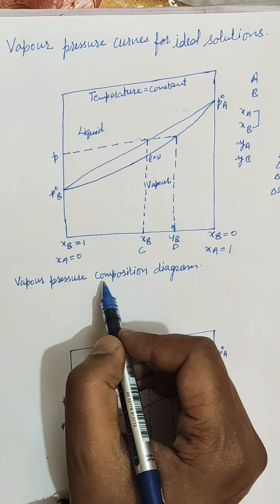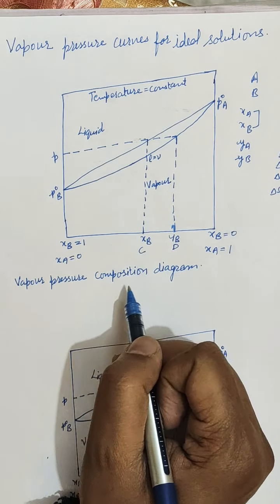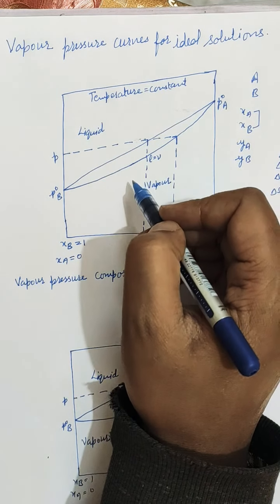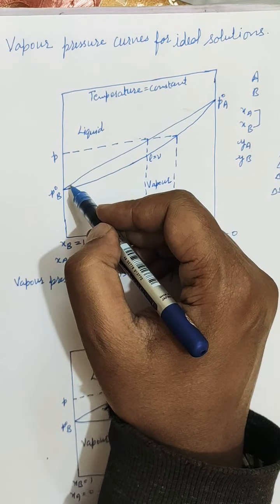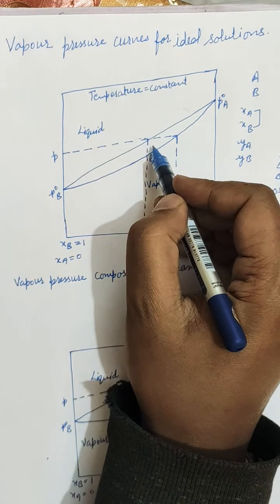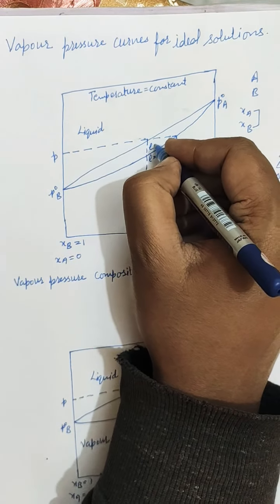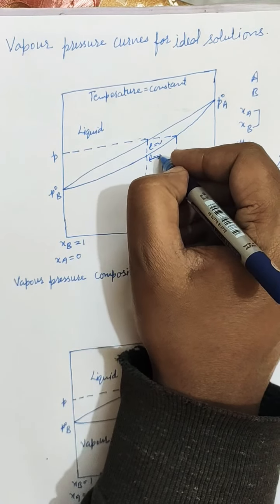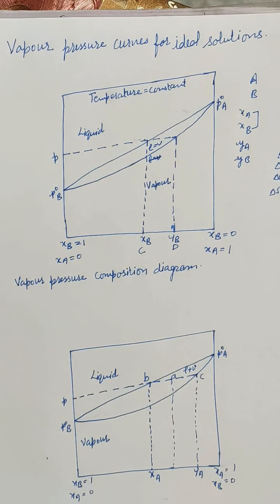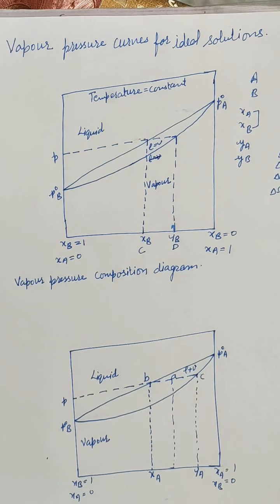In the vapor pressure composition curve, both the states can be shown in the same diagram. Above this curve is the liquid state, and below this curve is the vapor state, and here the liquid state is equal to the vapor state. So the straight line shows how the vapor pressure changes with the composition of the ideal binary solution.